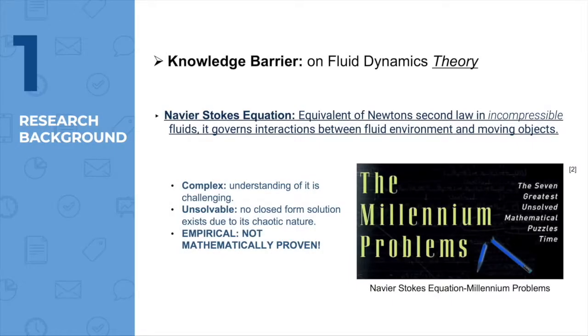The knowledge barrier is set by the Navier-Stokes equation itself, which is the governing equation of fluid dynamics. It has the properties of complexity and insolvability. Because of its chaotic nature, even the understanding of the equation is challenging. In fact, it still remains one of the 6 hardest unsolved mathematical problems in the world, being awarded $1 million for a proof. Also, it has no closed-form solutions due to its chaotic nature.